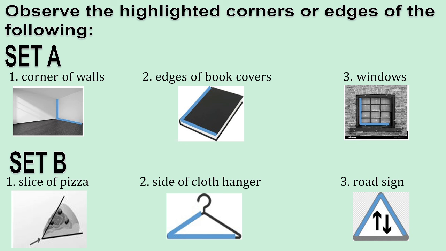Next, observe the highlighted corners or edges of the following. In set A, we have here corner of walls, edges of the book covers, and windows. In set B, slice of pizza, side of cloth hanger, and road sign. Today, we will discuss angles that form an L shape. These angles are called right angles. We will also learn about angles that are smaller than a right angle. These are called acute angles.